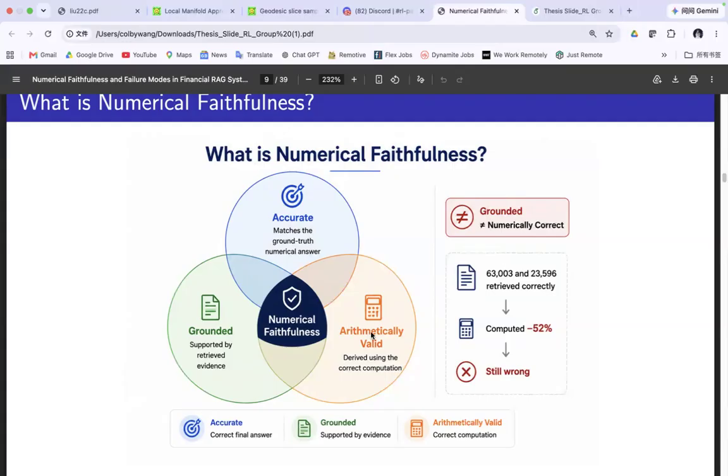The second aspect is arithmetically valid. Basically, if you want to compute the operation 23,000 minus 63,000 times 100%, you should be able to do the computation correctly and produce the right number, like minus 63% instead of minus 52%. And finally, accuracy: the answer produced by the model should match the ground truth numerical answer. The key takeaway is that grounded doesn't mean numerically correct, because there are some errors that we'll talk about in the next few slides. Numerical faithfulness encompasses all three aspects.